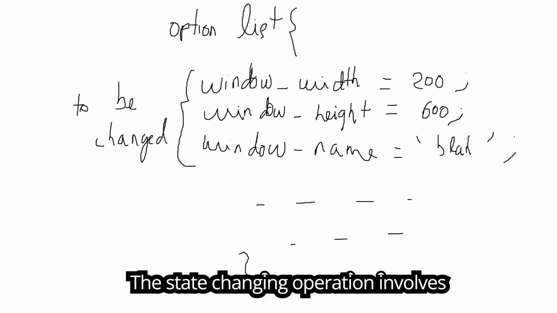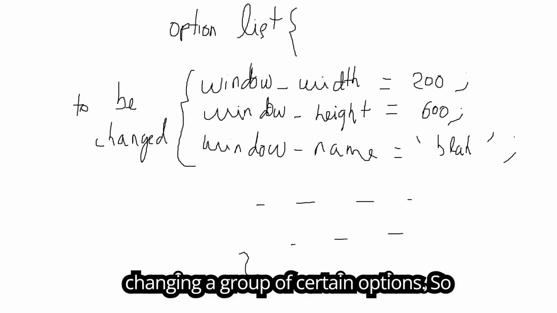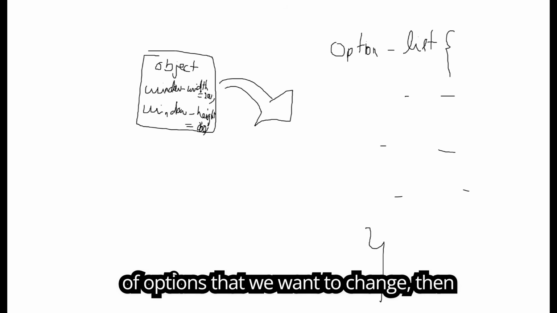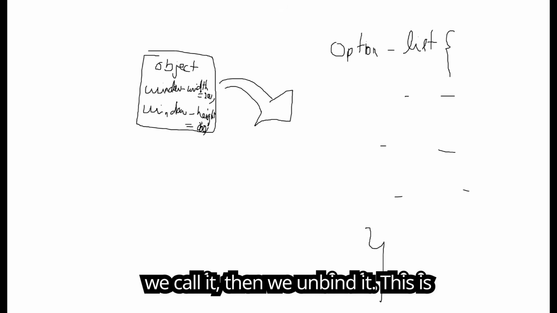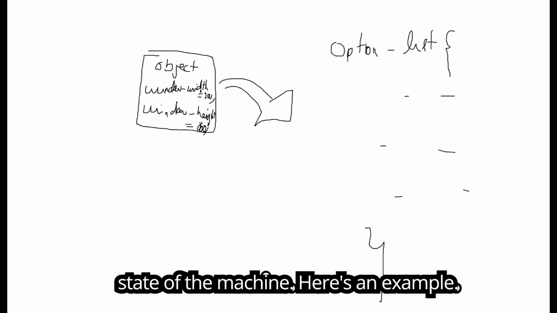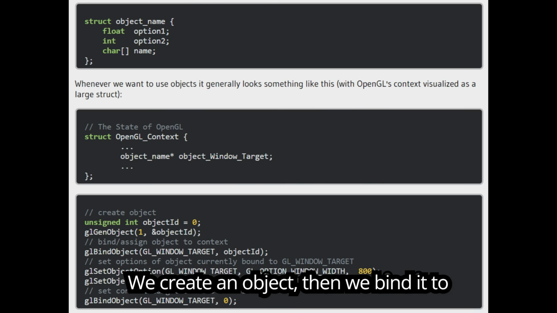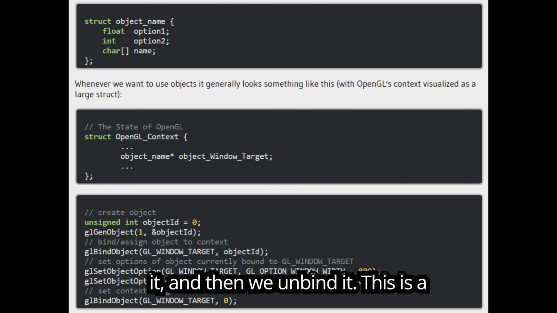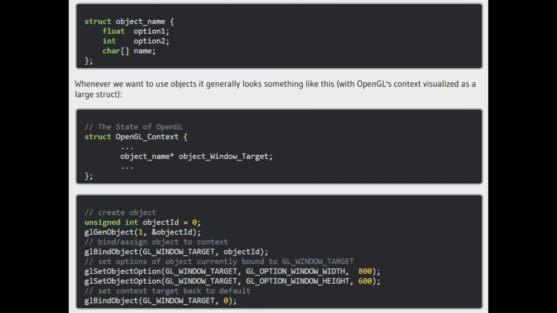The state changing operation involves changing a group of certain options. So we bind an object which contains a list of options that we want to change. Then we call it, then we unbind it. This is how we change the state of the machine. Here's an example. We create an object, then we bind it to the window changing option, then we call it, and then we unbind it. This is a common workflow in OpenGL.